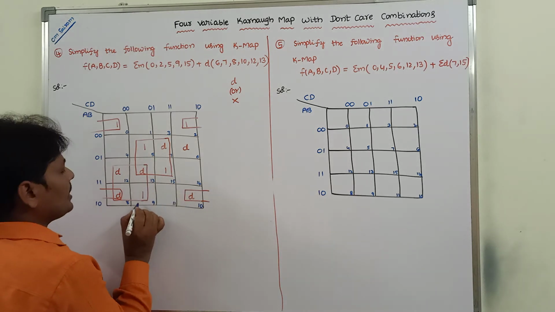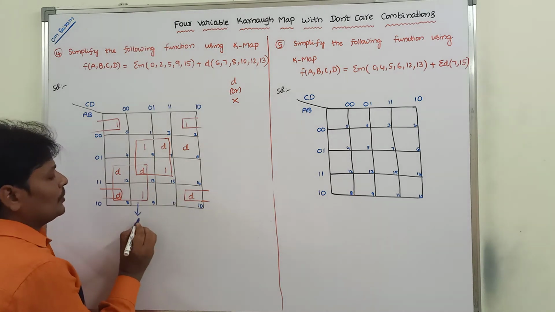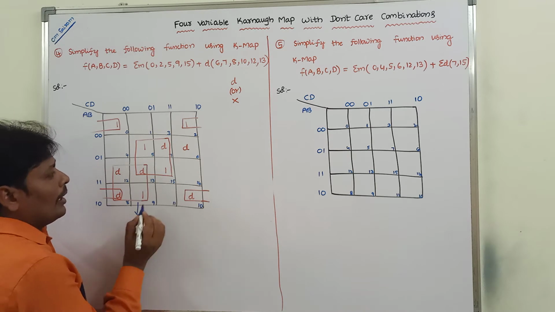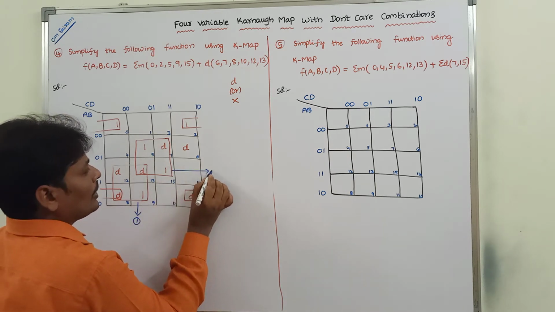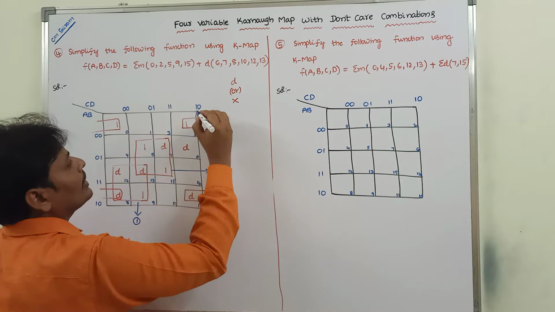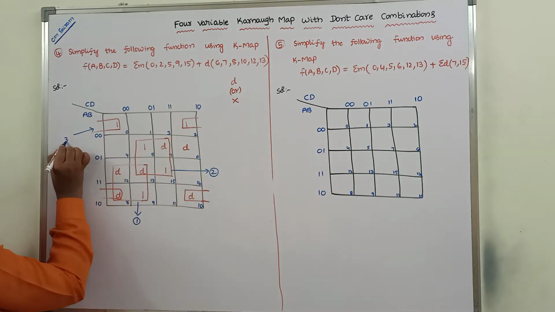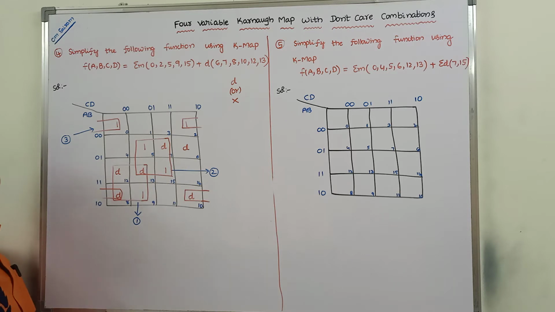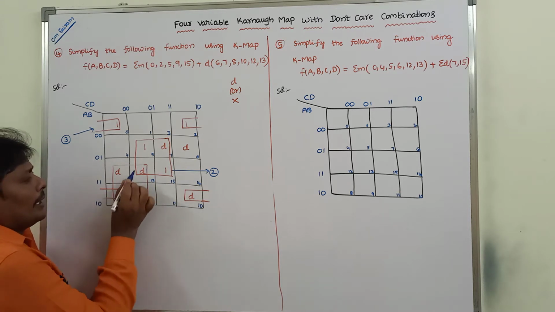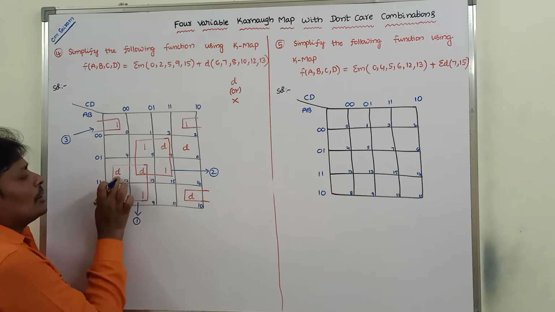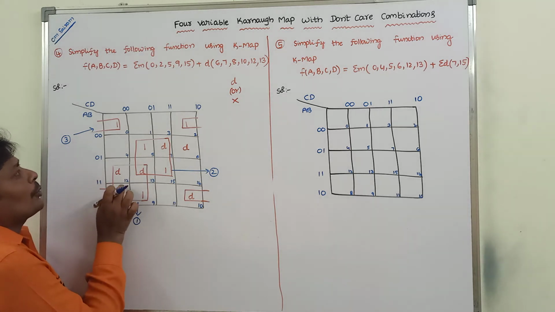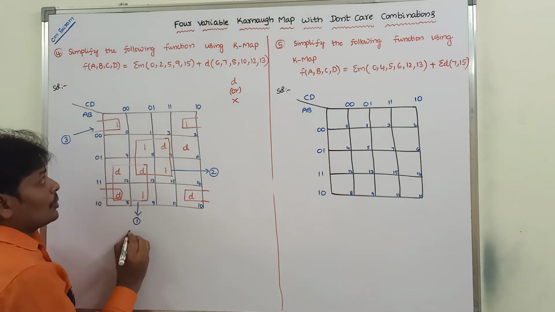Okay, so this is the quad 1, this is the quad 2, and this is the quad 3 corners. So what is the minimal expression we are getting? For this quad, this don't care means 1 1 row wise, 1 1 column wise 0 0.